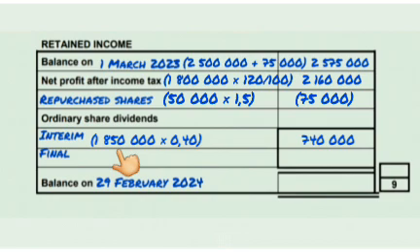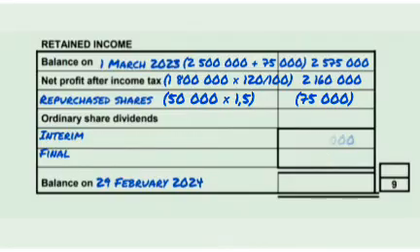It's the 1.8 million at the end of the year plus the 50,000 of the shares that were bought back. But in September, they were not bought back yet. Then we multiply it with 40 cents and it gives me 740,000 as my interim. Then final.